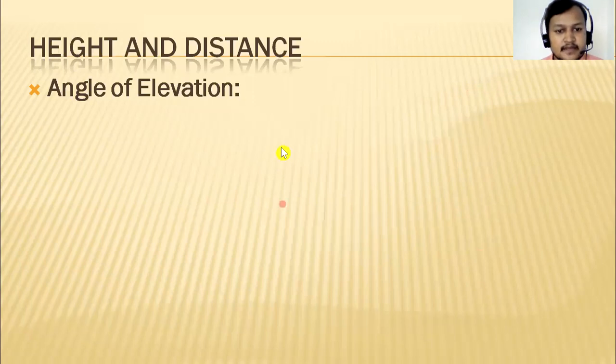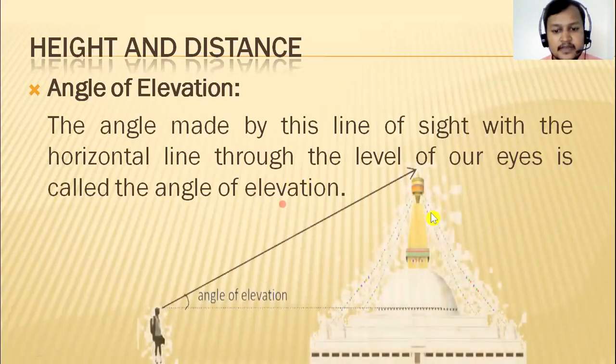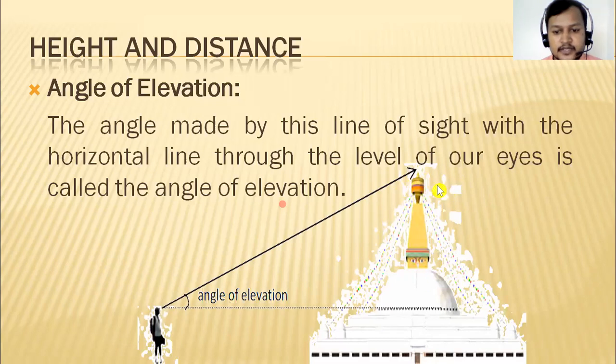Okay, that is described here also. The angle made by line of sight with the horizontal line through the level of our eyes is called angle of elevation. And you can observe this figure here. It is given in your book also. Angle of elevation: one person is looking at the top of the stupa, and this angle made here with his eyes, with the horizontal line र उसको vision सँग बनेको angle जुन छ, that is angle of elevation.